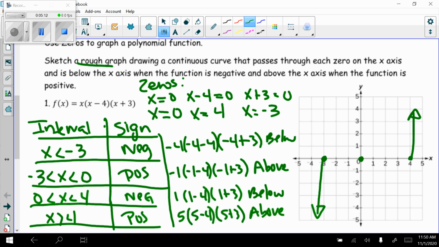I can make it go up as high as I want and then turn and come back down. Between 0 and 4, we said it was negative, which means it's below. Again, I don't know how low it's going, and right now we don't care. We're just interested in the rough sketch. So something like that, remembering to make it a smooth curve. So that is a rough sketch of the polynomial f of x equals x times x minus 4 times x plus 3.